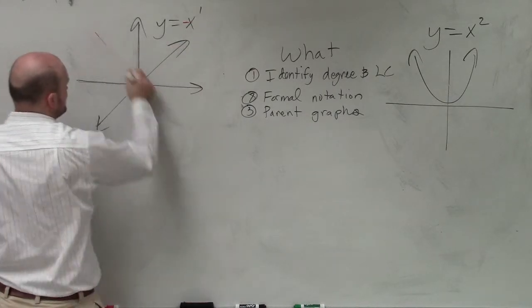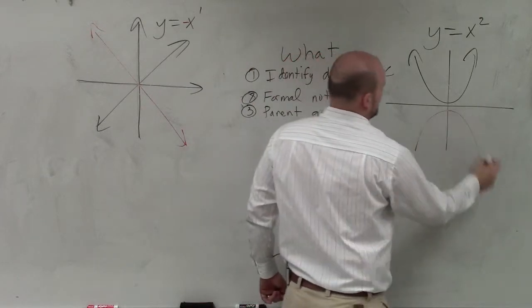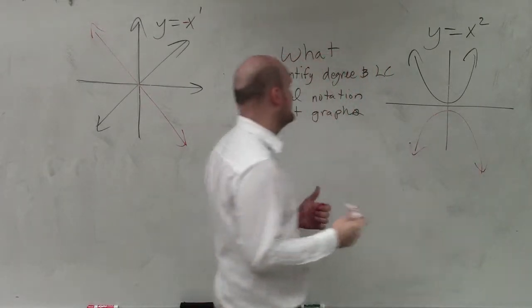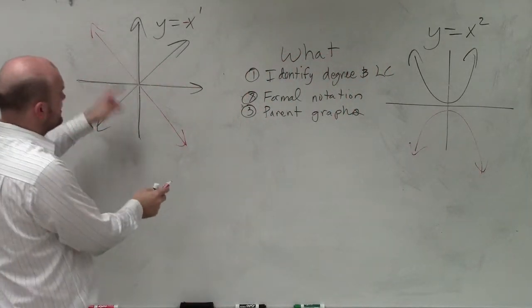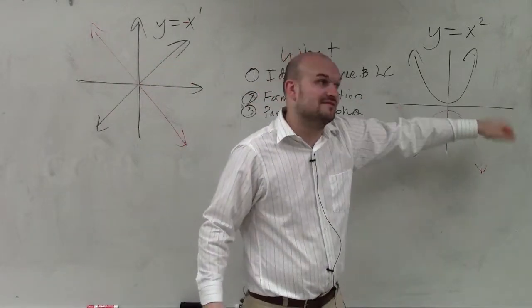And then if I make it negative, it's now going to be reflected about the x-axis. So therefore, it's still going to go in opposite directions here. It's just now going to rise left, fall right. And here, it falls left, falls right.